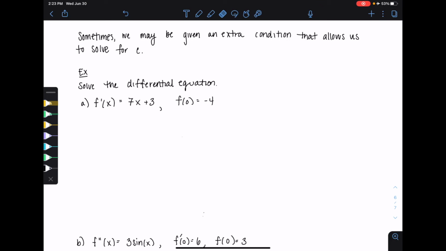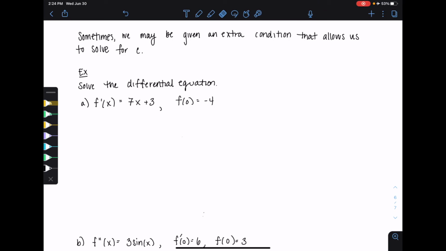The derivative of my function is 7x plus 3. And when I plug 0 into my function, I better go through -4. So my point (0, -4) better be on this graph of my solution.